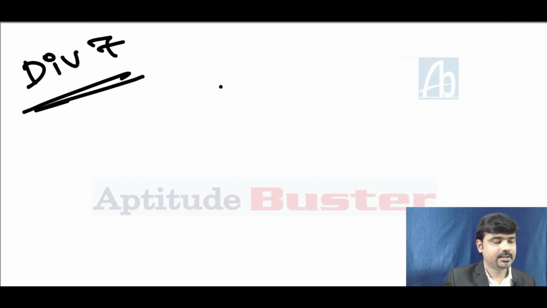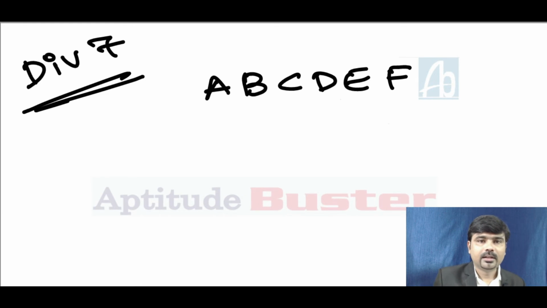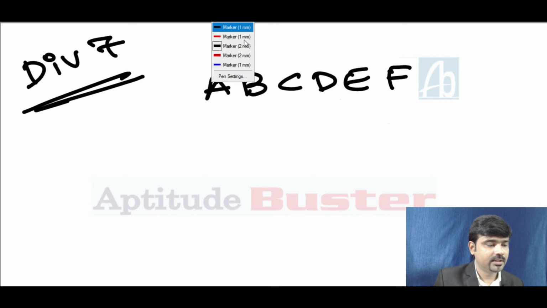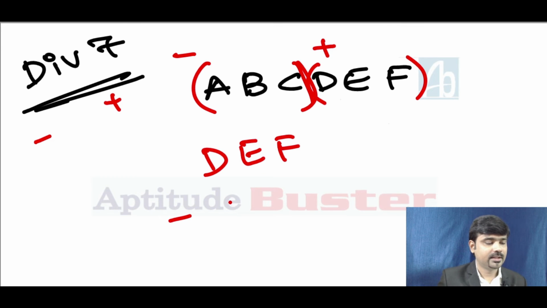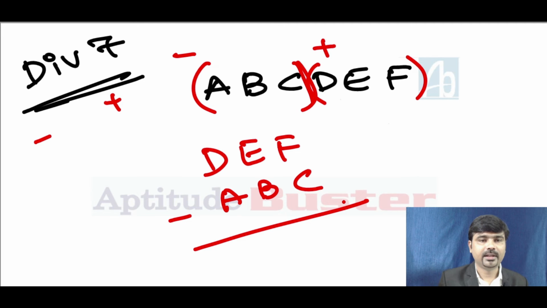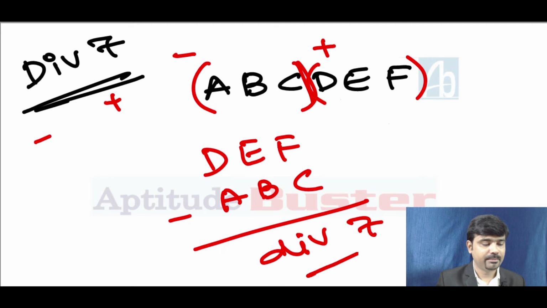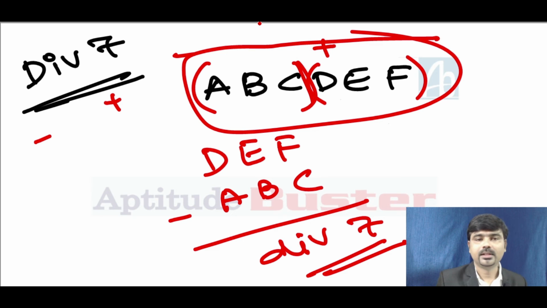Divisibility rule for 7. For example, if it is given A, B, C, D, E, F. It's very simple. In the divisibility rule for 11, we subtracted the digits at the even places from the digits at the odd places. Here, take the last 3 digits, next 3 digits. Put the last 3 digits plus, the next 3 digits minus, the next 3 digits plus, the next 3 digits minus. That means DEF minus ABC. If DEF minus ABC is divisible by 7, the whole number is divisible by 7. I'll give you one example.